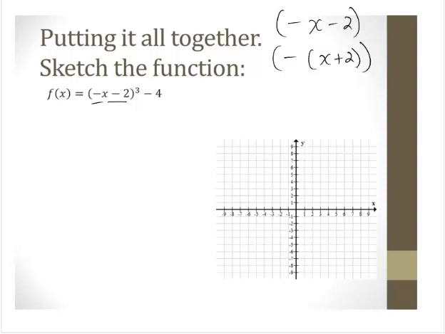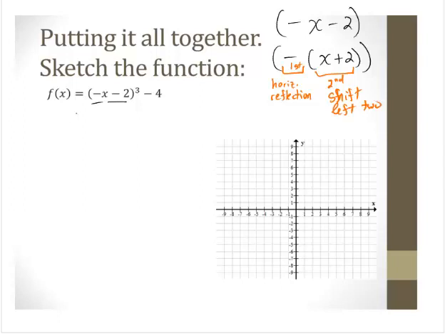Now we have to be careful here. Even though it sort of goes against the order of operations, what we do first is this. We take care of the horizontal reflection. So we do that first. Then, second, we will shift left 2 units.